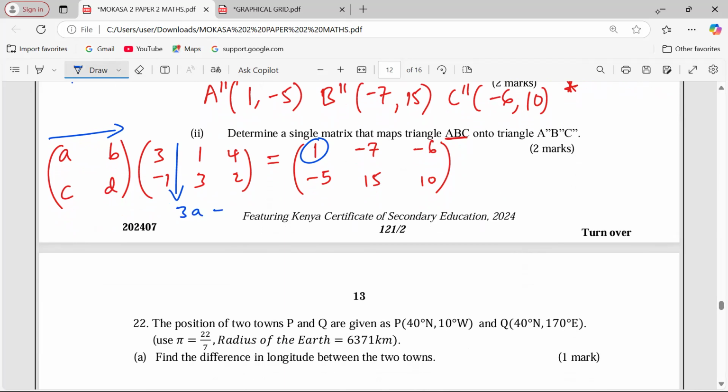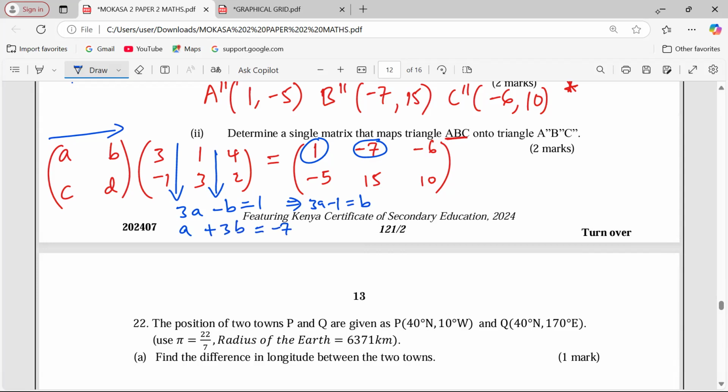B by -1 becomes -B equals 1. You see with this now, we can express B. B to the right becomes positive, equals 3A minus 1. Then again, we do the same, row by the next column, to give us -7. Therefore, A by 1, that's A, then 3B equals -7.